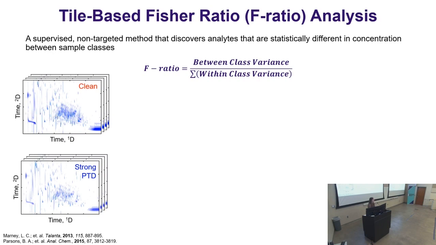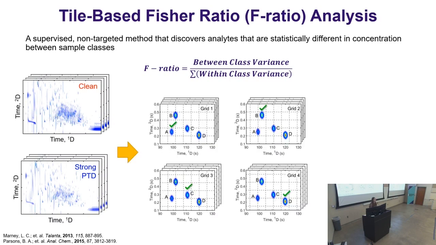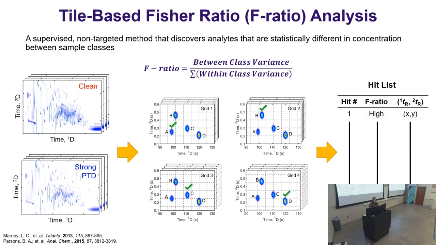So for tile-based F-ratio analysis, we decided to take all of our clean coffee chromatograms and all of our strong potato taste defect coffee chromatograms and put them into the algorithm, which uses a four-grid tiling system to ensure that we accurately capture the peak signal for each one of our peaks in our chromatogram. And we ultimately get out a hit list. This hit list is ranked in descending order of F-ratio. So analytes near the top of the hit list are more likely to be statistically different, while analytes at the bottom of our hit list are less likely to be statistically different between classes.